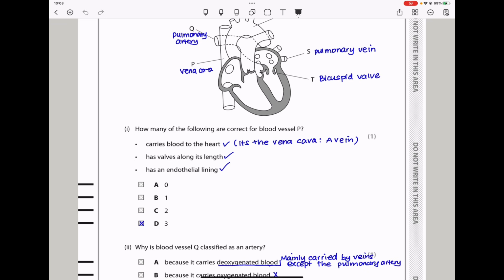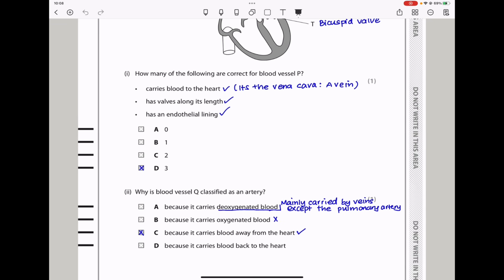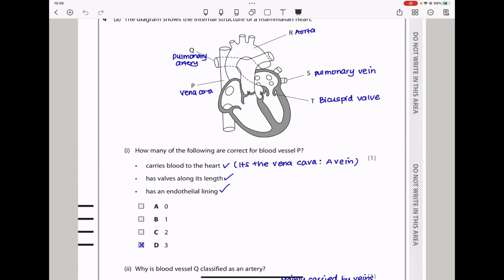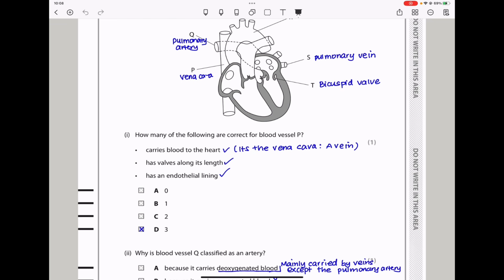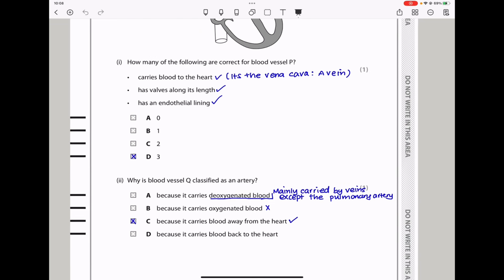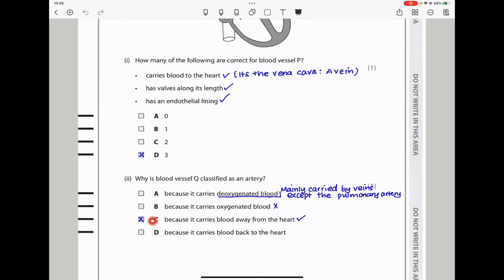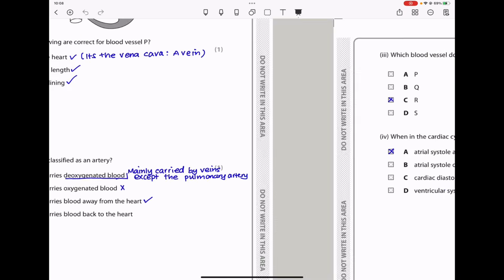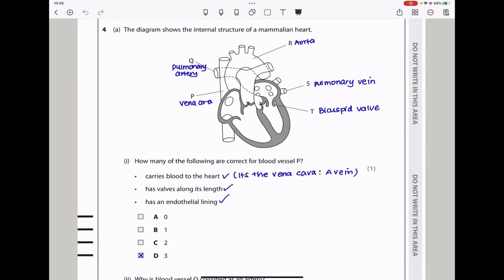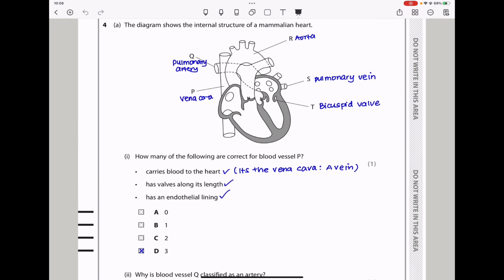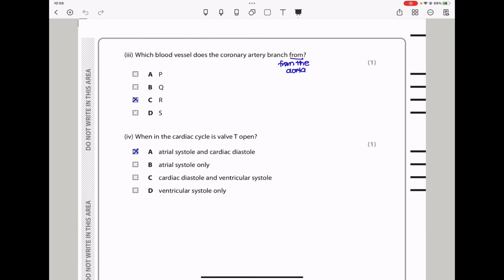Three are correct. And next they say, why is blood vessel Q classified as an artery? Let us go back to blood vessel Q. That is the pulmonary artery. It is classified because it carries blood away from the heart. You could say that. So the answer here is going to be a C. Moving on. Here they ask, which blood vessel does the coronary artery branch from? If we go back, the coronary artery is going to branch from the aorta, which is blood vessel R. So my answer here was C, which is R.